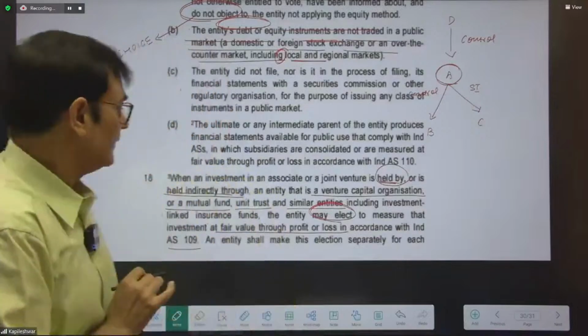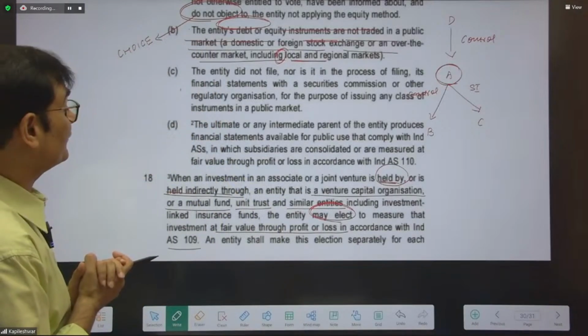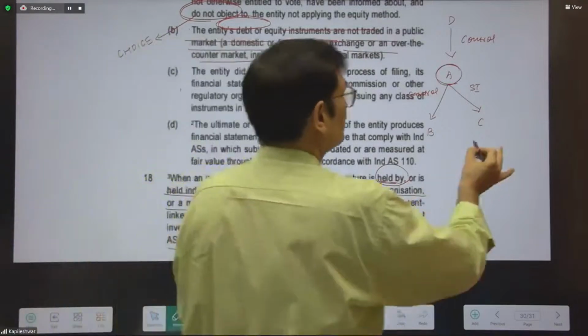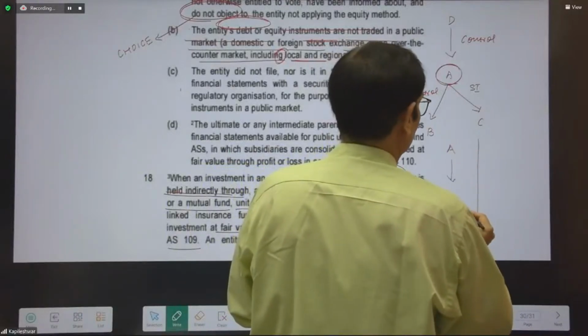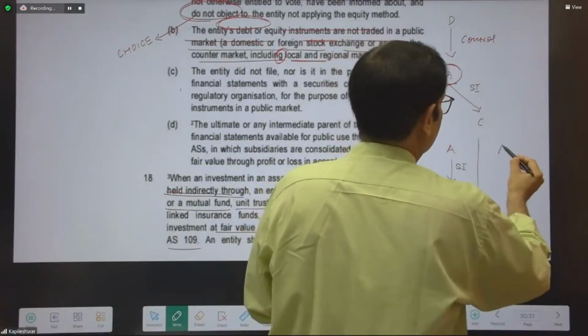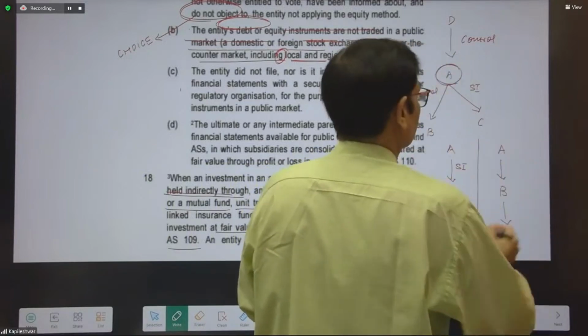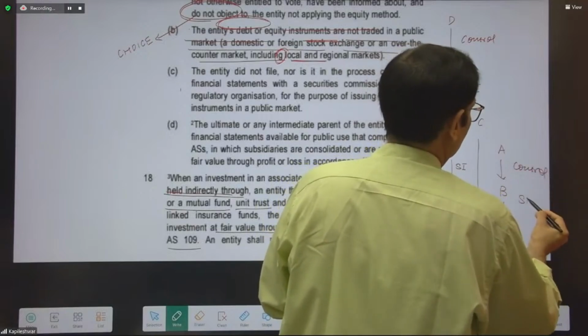So he says that when an investment in an associate or JV is held by or indirectly through an entity. So there are two situations I'm looking at. A has got a significant influence over B. A and B and C. A has got a control over B and B has got a significant influence over C.